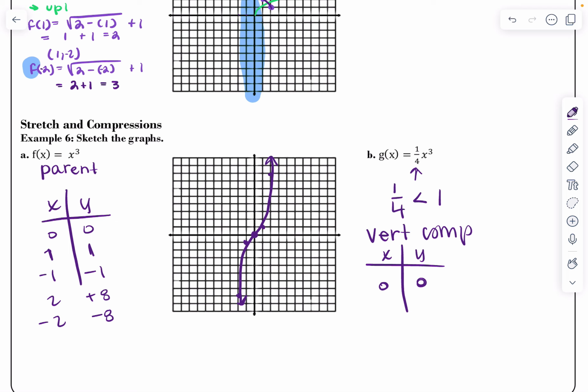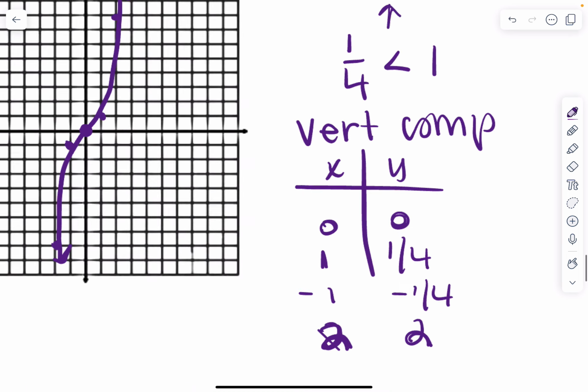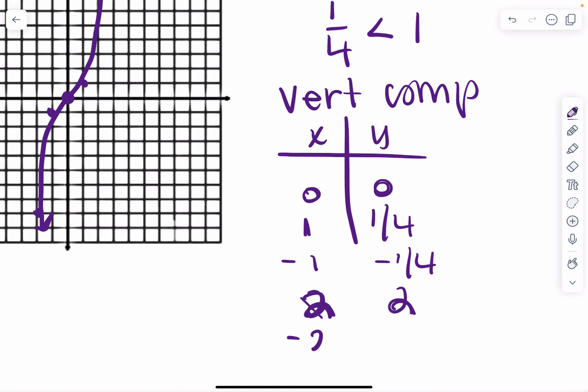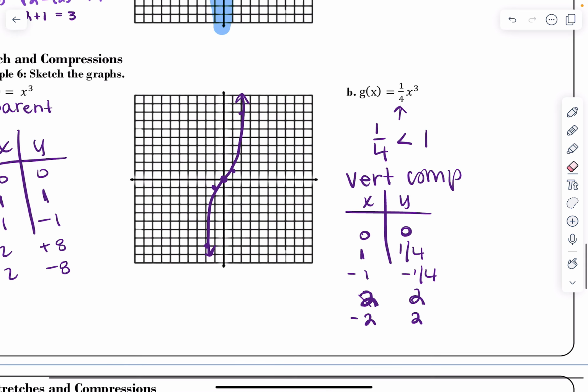And so if I have 1, 1, I'm actually going to have 1, 1/4, right? And then if I have -1, I'm going to have -1/4. And then if I have 2, I'm going to have a value of 2. And then if I have -2, sorry, my pen is all of a sudden not wanting to write. 2, 2, I'm going to have -2 and 2. And again, that's just because I'm plugging in 2, I'm cubing it, and then timesing it by a 4th. So 2 cubed is 8, 8 times a 4th is 2. Okay, so now let's graph this.